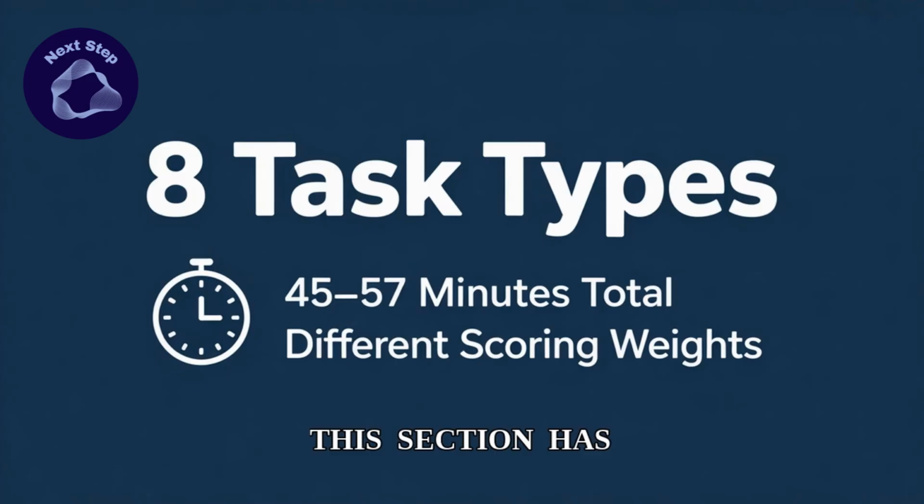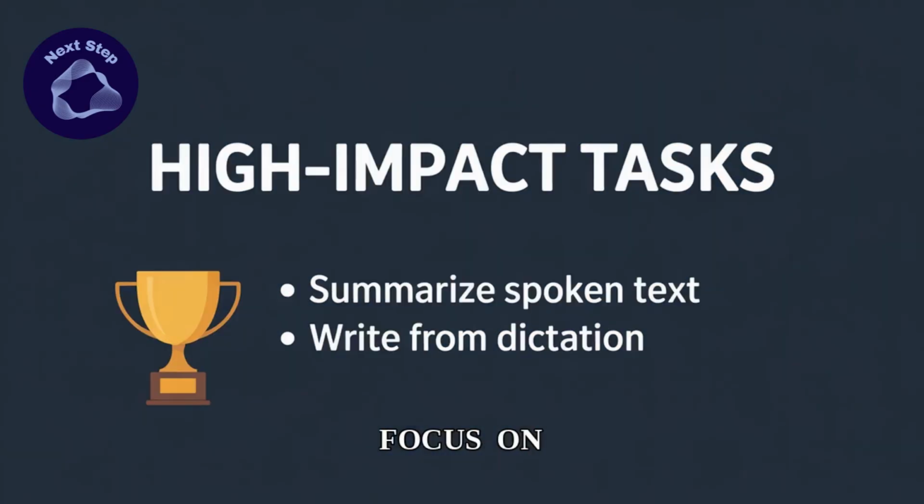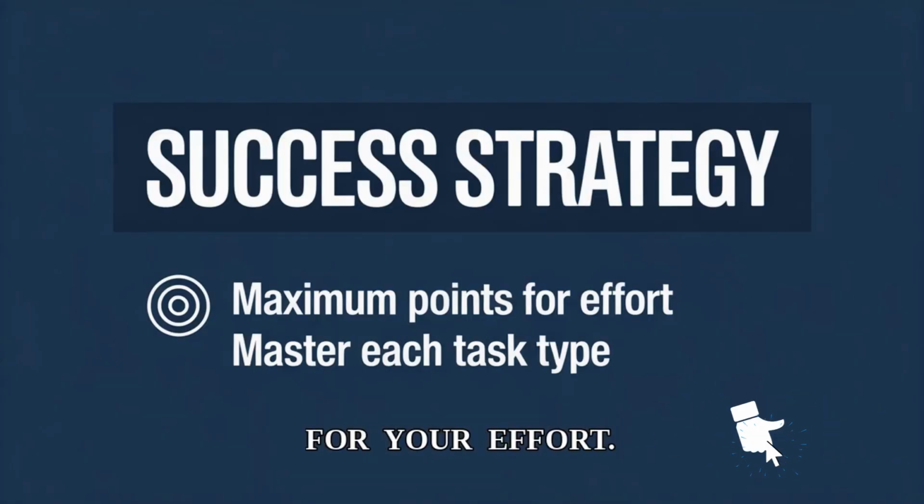This section has 8 different task types. You have 57 minutes total. Tasks are scored differently. Some give more points than others. Focus on high-impact tasks first. Summarize spoken text and write from dictation. These give maximum points for your effort. Let's master each task type.